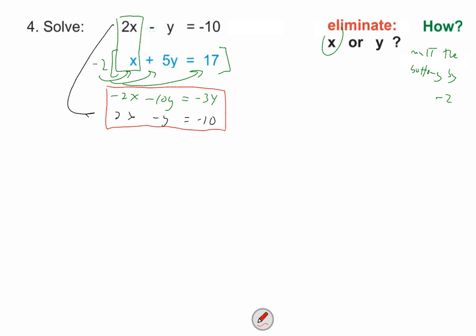-2x and +2x, 0. Good, I eliminated the x's just like I planned. -10 and a -1 is a -11y. And 34 negatives and 10 more negatives are 44 negatives: -44. Next, we're going to solve for y, which is easy. Divide by -11, doing the shortcut, and we end up with y equals 4.